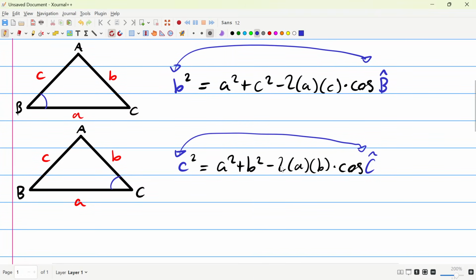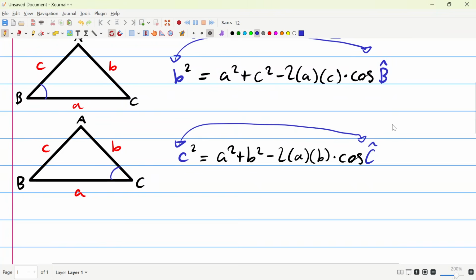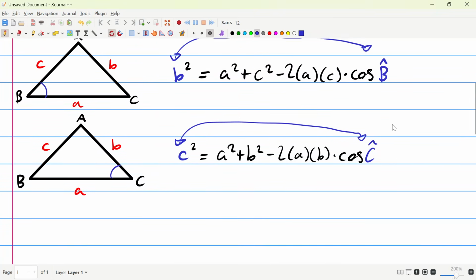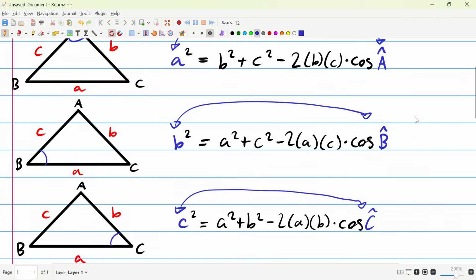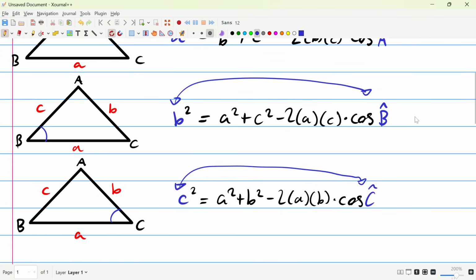Otherwise there are proofs that you can use to try and memorize it. But usually proofs don't really help you memorize. If you know how to do the proof, then you can get the formula, but it does take a lot of time to do the proof while you're in the examination. So let's get to the applications now of these types of questions with the cosine rule.